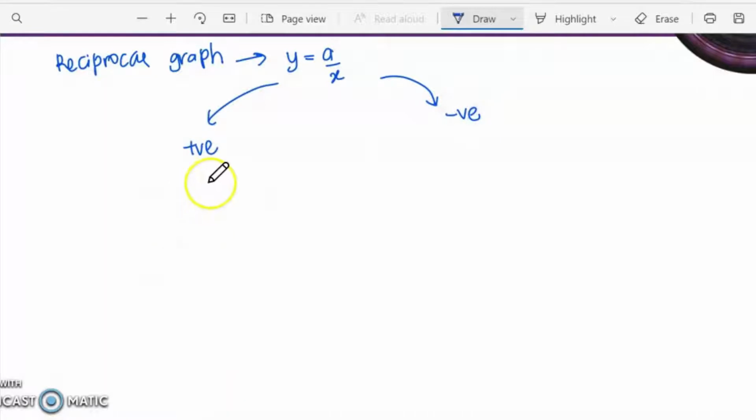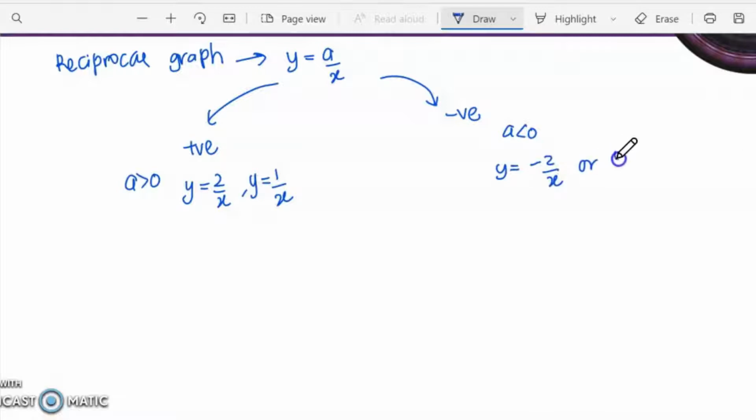So what does it mean by positive reciprocal? When a is greater than 0, for example, y equal to 2 over x or y equal to 1 over x, or any positive number over x. The denominator is x. When it comes to negative, the value of a is less than 0, so it will be y equal to negative 2 over x or y equal to negative 1 over x.